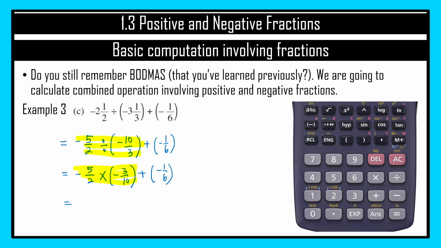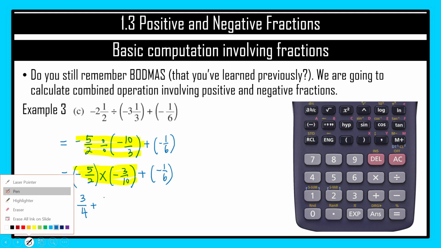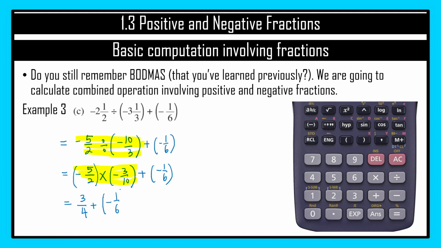When there is negative but there's no bracket, you can always add a bracket at the front. It is important for you to add bracket at the front because calculator can easily make it as a different thing. Because actually the negative belongs to the fraction, all of the fraction, not just the numerator. So you should get 3 over 4 plus negative 1 over 6.